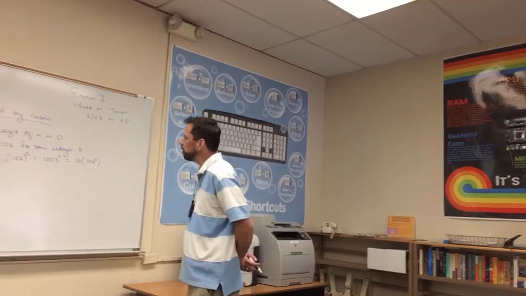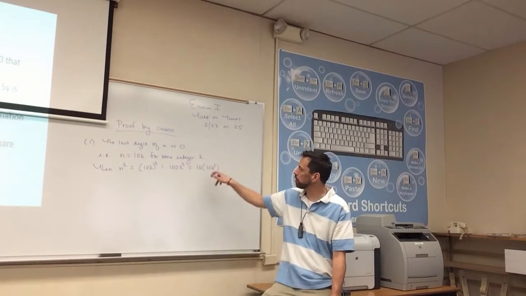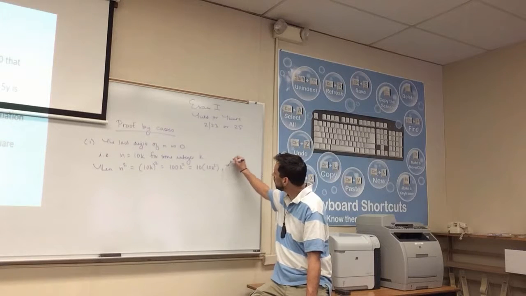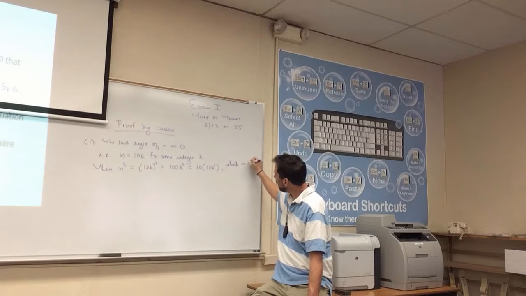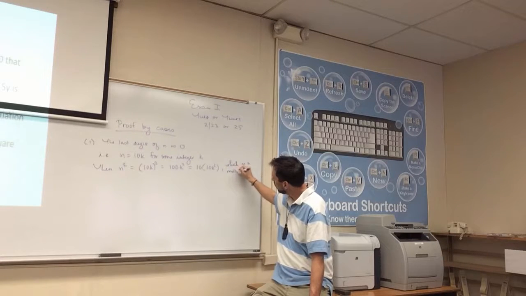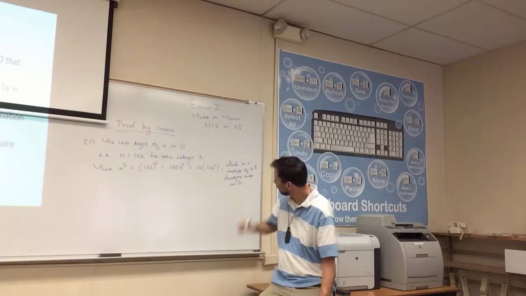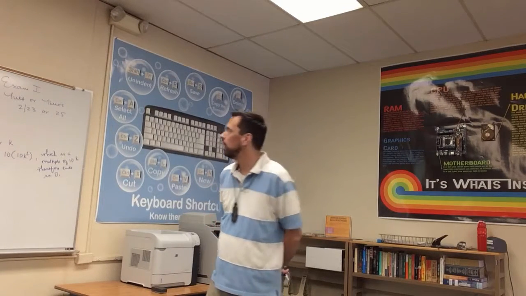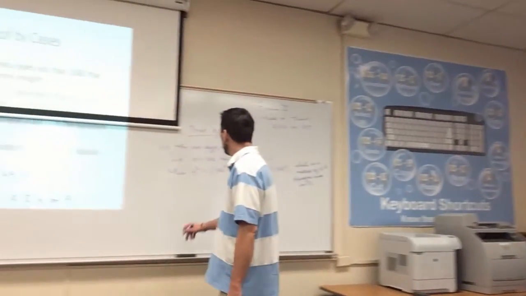So if n is a multiple of 10, then n squared is also going to be a multiple of 10, and that means it's also going to end in a 0, and therefore n squared ends in 0. All right. Okay, 1 down, 9 to go. Because the other cases are it ends in 1, it ends in 2, it ends in 3. Okay, I am going to skip ahead.